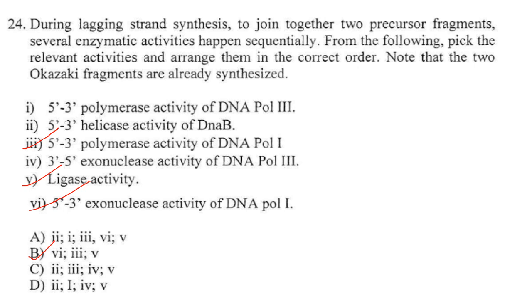Then next one. During lagging strand synthesis, to join together two precursor fragments, several enzymatic activities happen sequentially. In lagging strand synthesis, Okazaki fragments are formed, and these Okazaki fragments have to be joined together in the end. So for the following, pick the relevant activities and arrange them in correct order. Note that the two Okazaki fragments are already synthesized. So what are the various enzymatic activities that will be taking place?